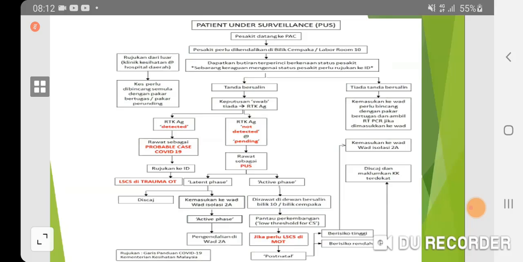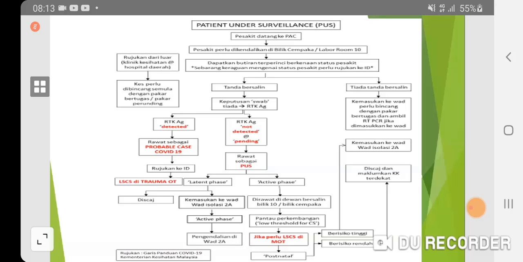Whereas if the RTK antigen is not detected or still pending, we should treat this patient as a patient under surveillance. If the patient is under surveillance, we should see whether the patient is in the active phase of labor or in the latent phase of labor. If the patient is in the latent phase and is low risk, we can discharge the patient first, but we should alert our specialist before discharging. If the patient has comorbids or is high risk, we can admit the patient to isolation ward 2A.